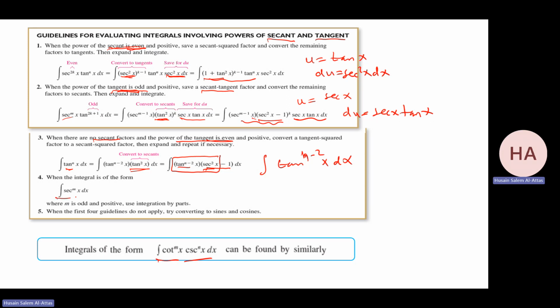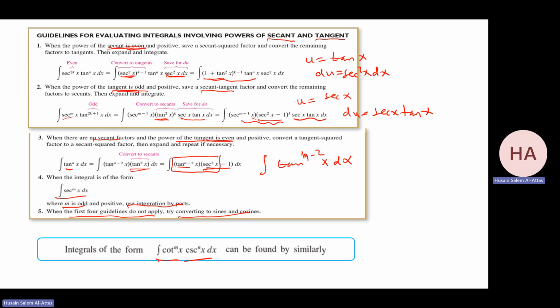If the integral is in this form where m is odd, no tangent, only secant, and the power is odd, then I use integration by parts. And always when the first 4 guidelines do not apply, try to convert it to sines and cosines. Let me check this one.